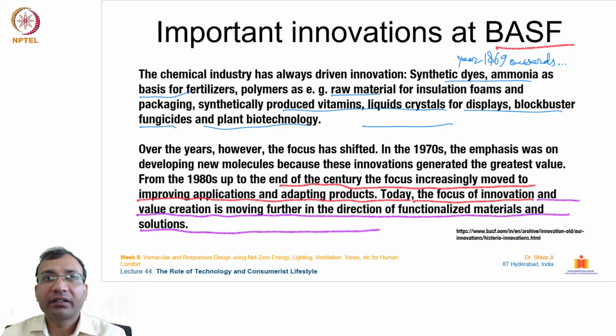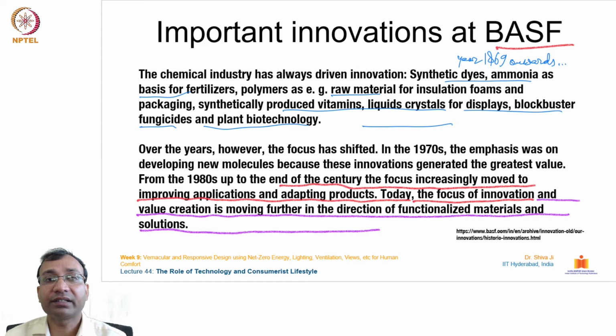From the year 1869 onwards, the chemical industry has always driven innovation. Synthetic dyes, ammonia as a basis for fertilizers, polymers, raw materials for insulation foams and packaging materials, synthetically produced vitamins, liquid crystals for displays, blockbuster fungicides and plant biotechnology. Over the years, however, the focus has shifted.